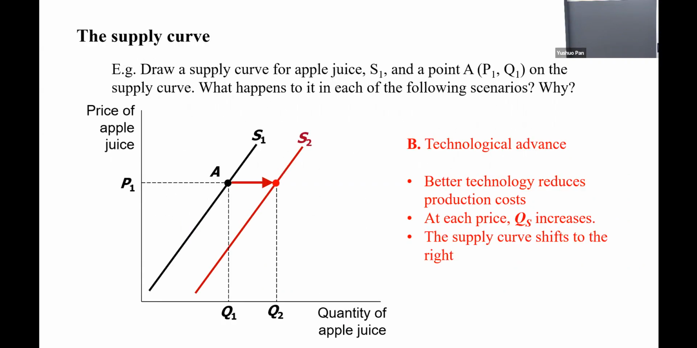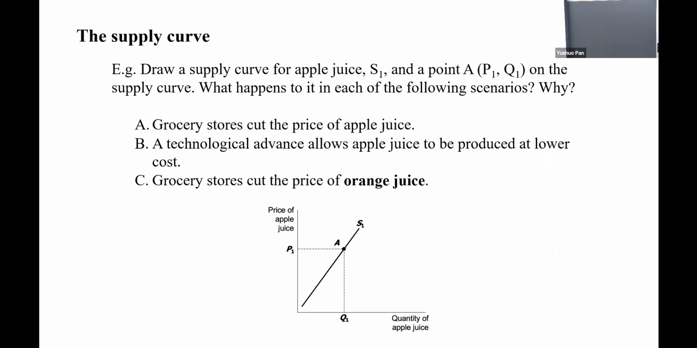Technological advance, better technology reduces the production cost. So at each price, QS increases. The supply curve shifts to the right. The last one, the grocery store cut the price of orange juice.